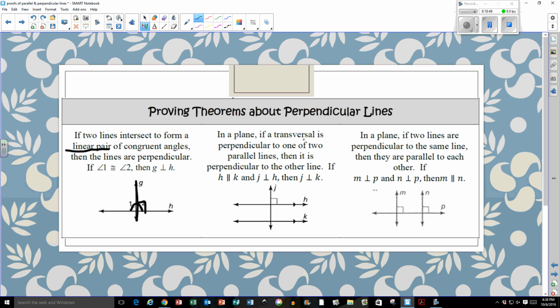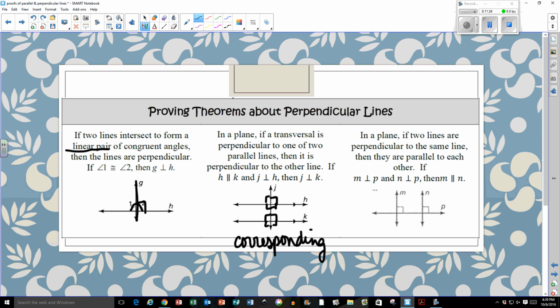In a plane, if a transversal is perpendicular to one of two parallel lines, then it's perpendicular to the other. So if these two are parallel and this is 90 degrees, this one's automatically 90 degrees. Those two are corresponding. Of course it is. So I'm going to write down here, we got corresponding. And then of course these two would be a linear pair and corresponding, a linear pair. So it's 90 degrees all the way around.